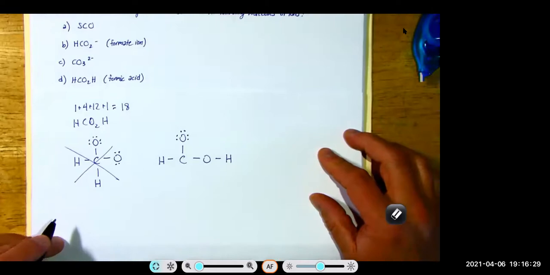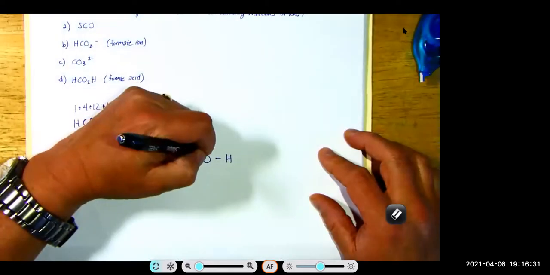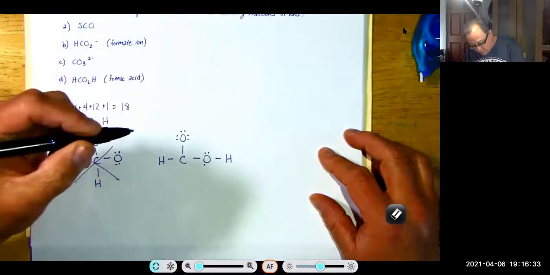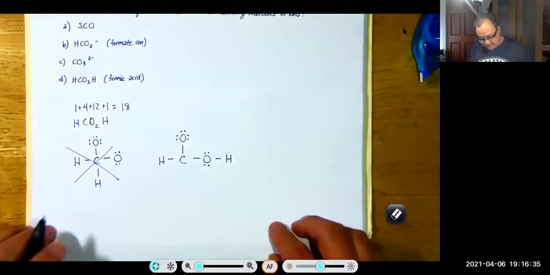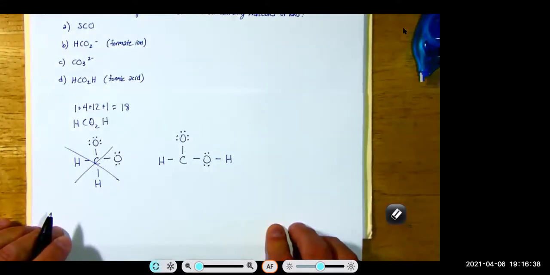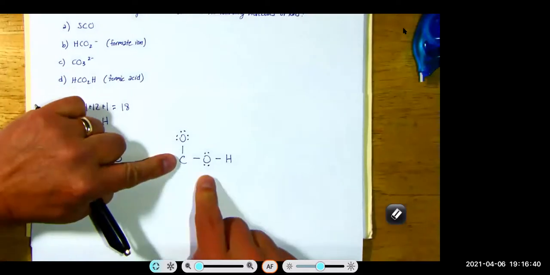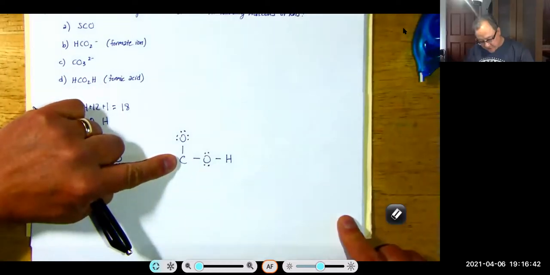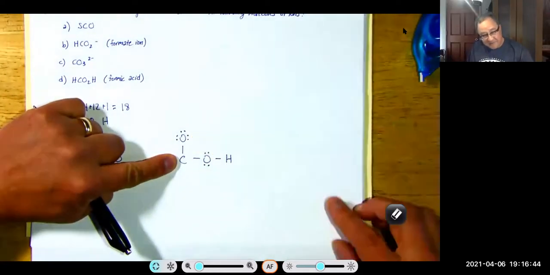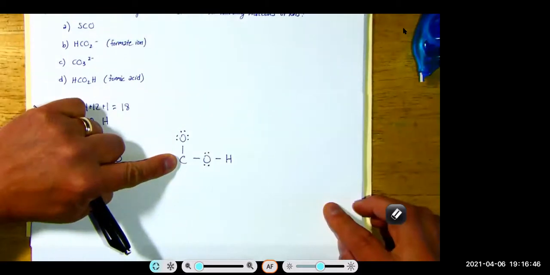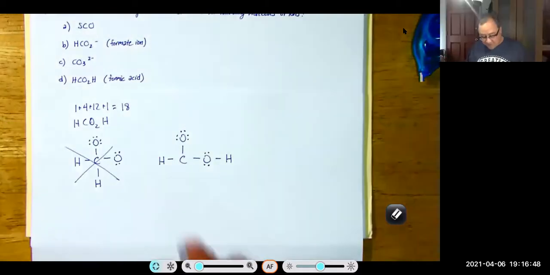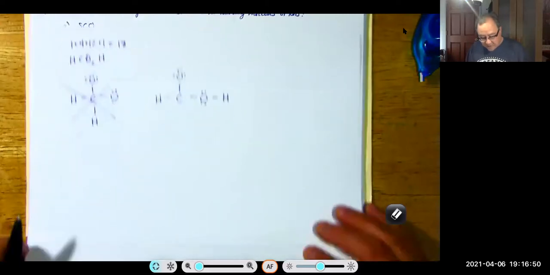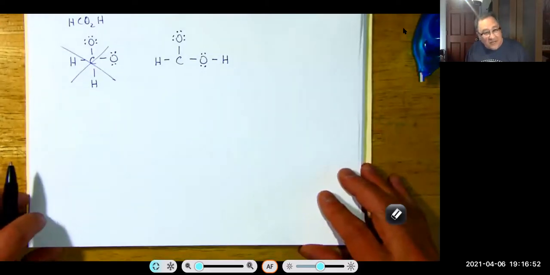The middle oxygen. Okay, and so here, I think that's 18. Do you see around this oxygen there's 8? That's 16, 17, 18. Perfect. Now, the problem is, of course, that we don't have an octet on carbon.